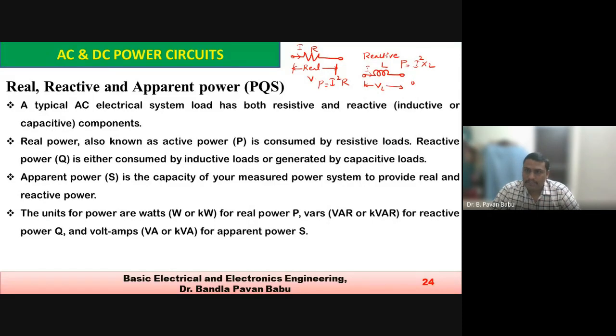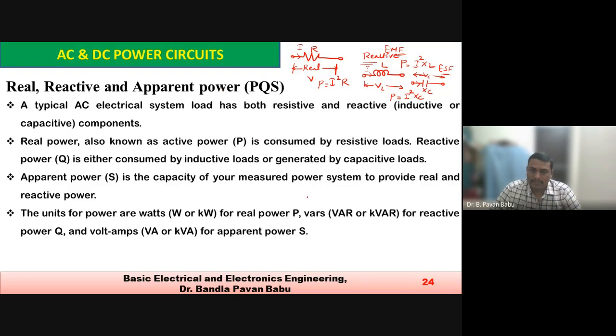Similarly, suppose there is a capacitor, let it be XC, and I apply a voltage VC and it draws the current. Then the power absorbed by this capacitive reactance is I square XC. This is how the power consumption occurs: here it is in the form of electromotive force, EMF, and here it is an electrostatic field. That is its behavior.